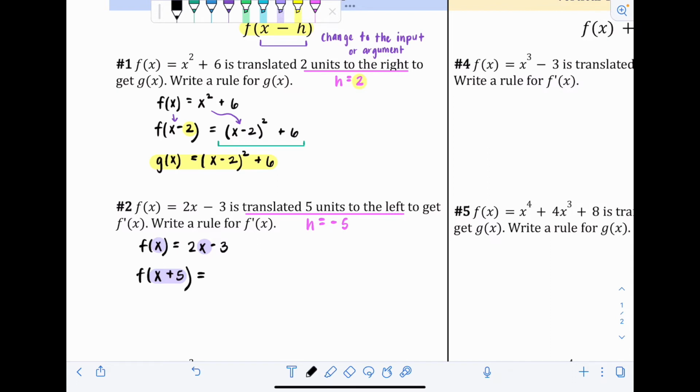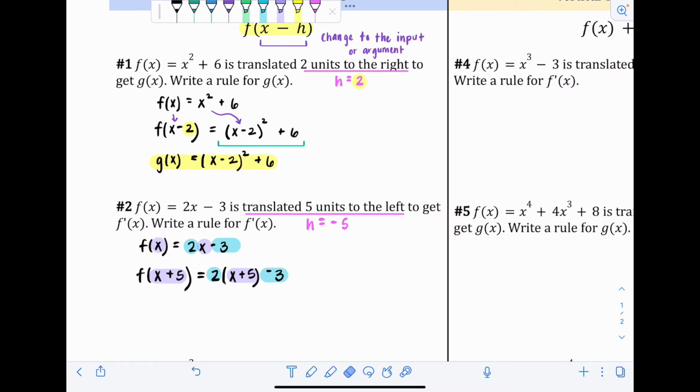So this would become 2, and then instead of just x, it would be parentheses x plus 5. And then I would just bring down the minus 3 at the end. Notice the structure of the equation is basically staying the same. So it's 2 times x, but now x is x plus 5, and then the minus 3 is the same at the end.